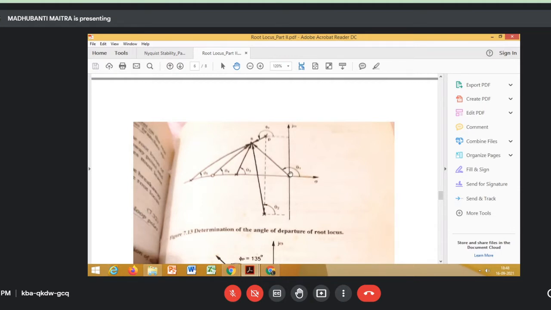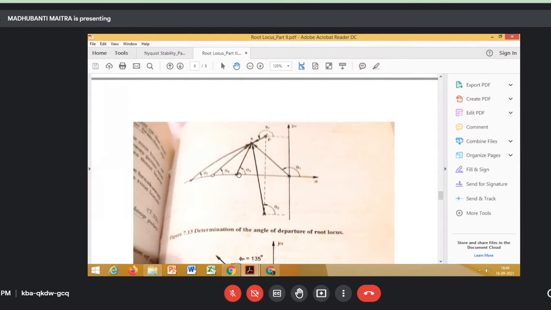Now, if I consider this real open loop pole, then the root branch will move along this particular direction, because this is the only locus segment. So as per the definition of angle of departure, the angle of departure in this case is 180 degree. Similarly, the second root branch will originate from this real open loop pole, and the root branch will move along this particular direction.